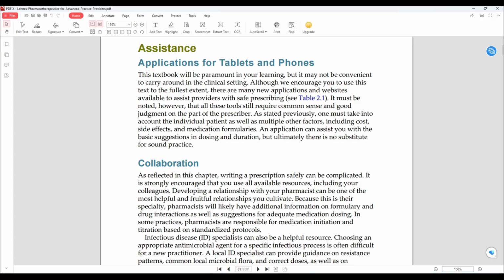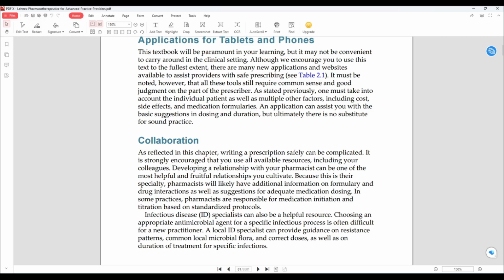It must be noted, however, that all these tools still require common sense and good judgment on the part of the prescriber. As stated previously, one must take into account the individual patient as well as multiple other factors, including cost, side effects, and medication formularies. An application can assist you with the basic suggestions in dosing and duration, but ultimately, there is no substitute for sound practice.